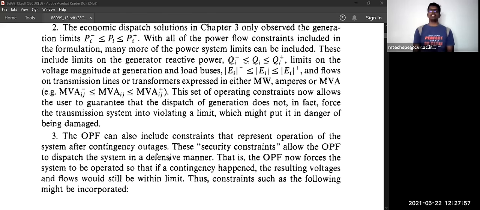Some corrective action has to be taken. Now, in the modern power system, corrective actions happen automatically. Like if some fault is there, automatically the relay gives a signal to the circuit breaker, and the circuit breaker will isolate the fault.